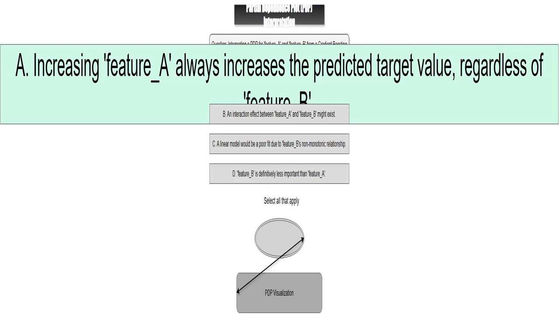This statement says that whenever feature_A increases, the target variable will always increase too. But a PDP averages out the effect of other features. The relationship might not always hold true, especially if feature_A and feature_B interact. It's a simplification, and might not be completely accurate.